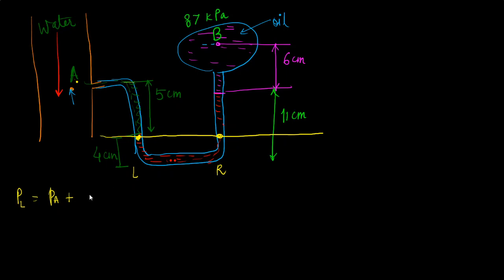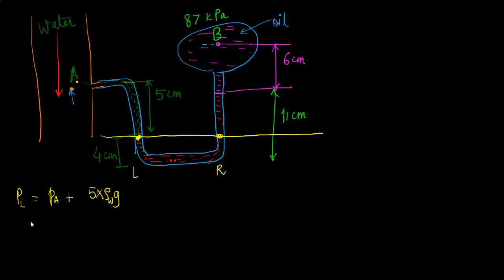I'm just writing down the numerical values, but these are not to be used like this. I'll tell you what exactly I mean. Plus 5 into rho water into G.